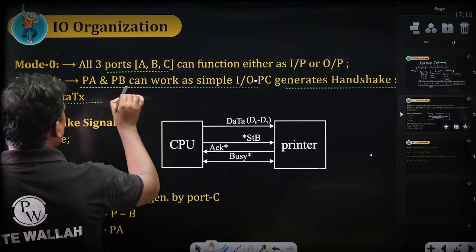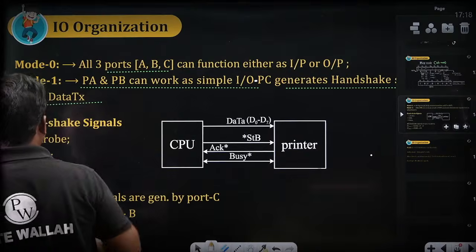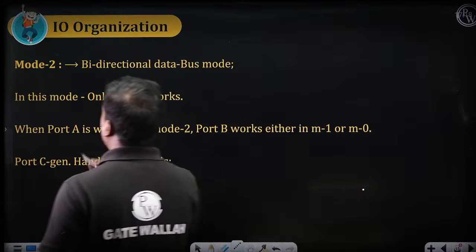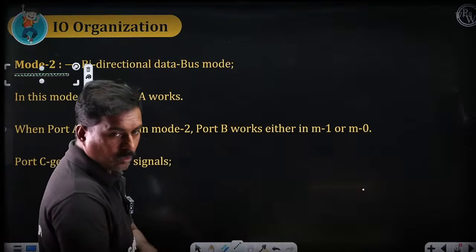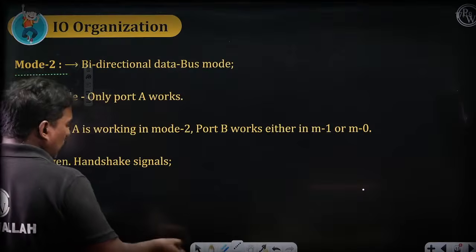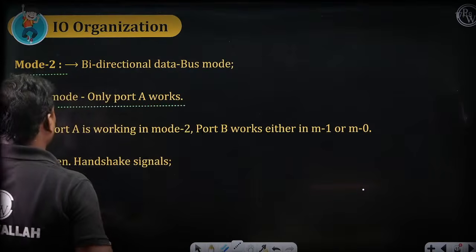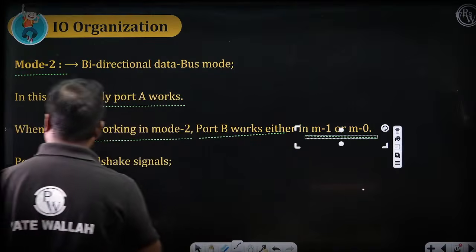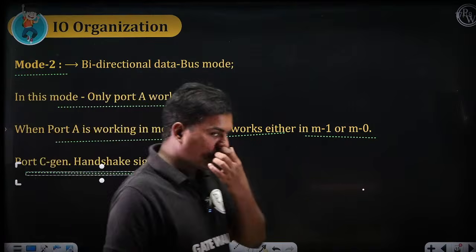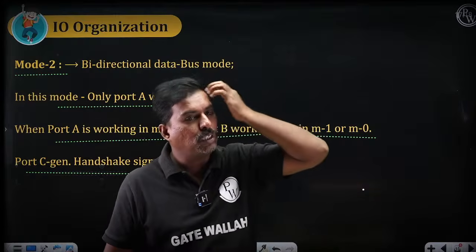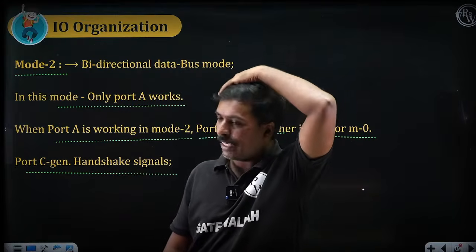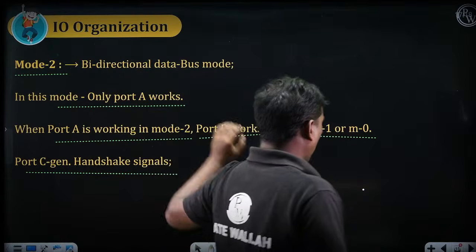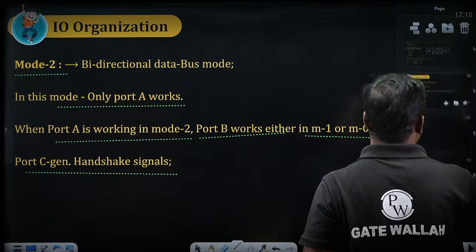Mode 1 is for port A and port B, and port C generates handshake signals. Whereas the other one is mode 2. Mode 2 is a bidirectional data bus mode. In this mode, only port A works. When port A is working in mode 2, port B works either in mode 1 or mode 0, and port C generates the handshake signals. Try to understand, mode 2 is dedicatedly reserved for port A. Please make a note of this, and based on this, try to understand how the IO organization works.